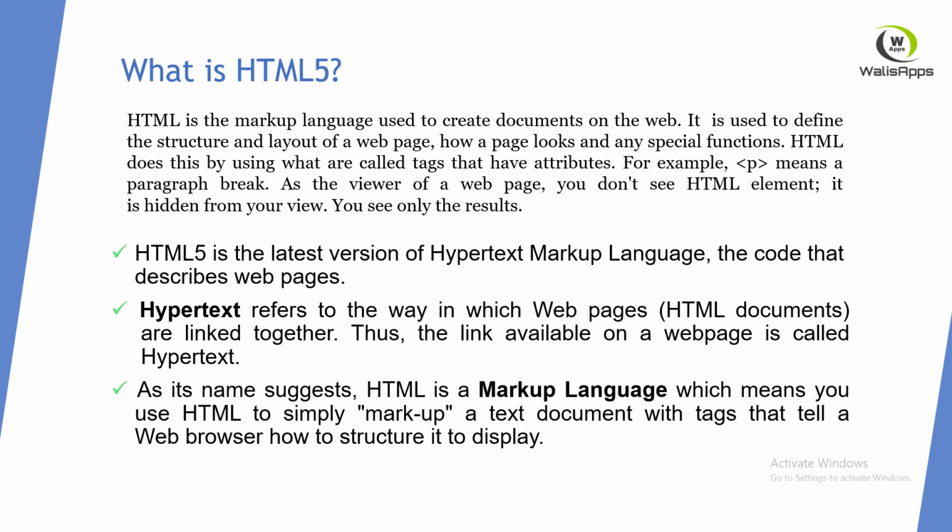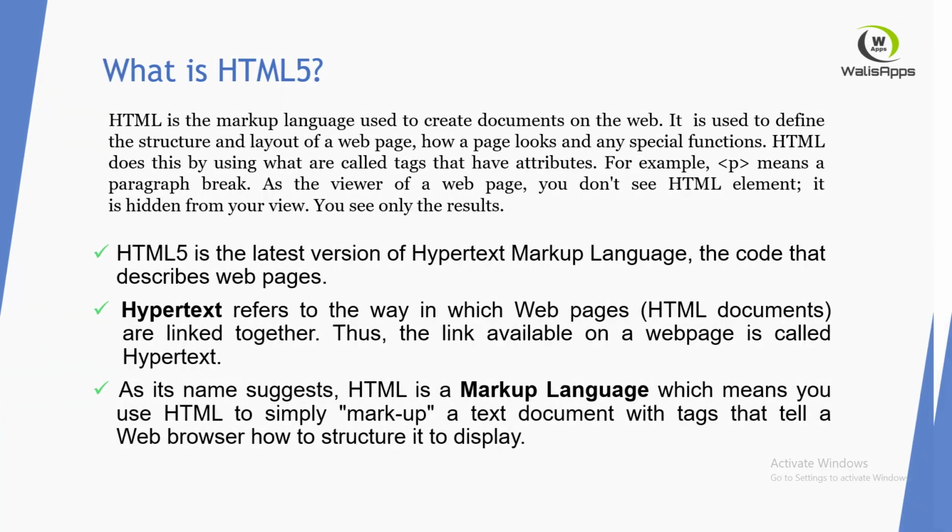HTML5 is the latest version of hypertext markup language, the code that describes web pages. Hypertext refers to the way in which web pages are linked together. Thus, a link available on a web page is called hypertext. As its name suggests, HTML is a markup language, which means you use HTML to simply mark up a text document with tags that tell a web browser how to structure it for display.